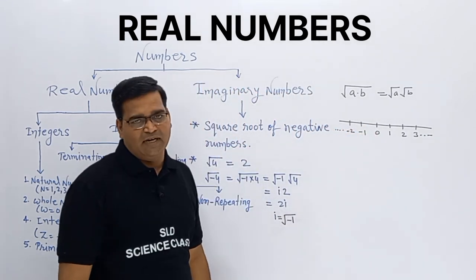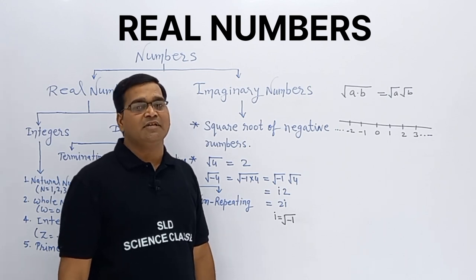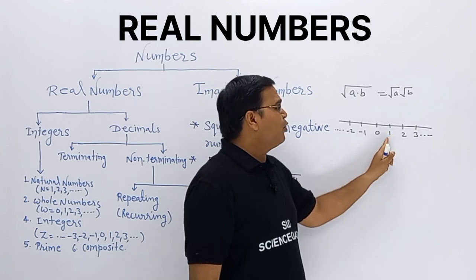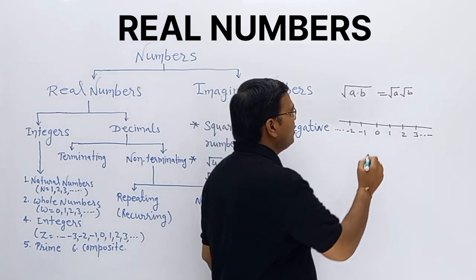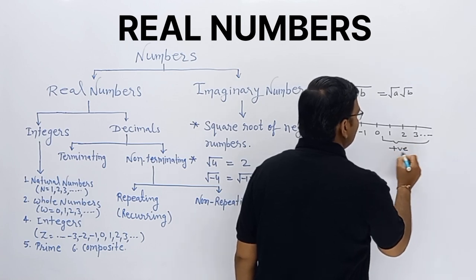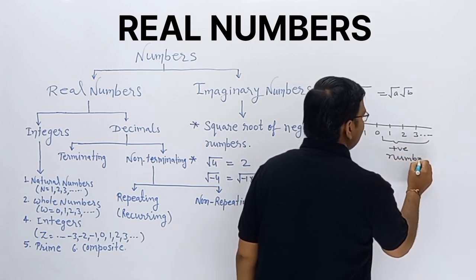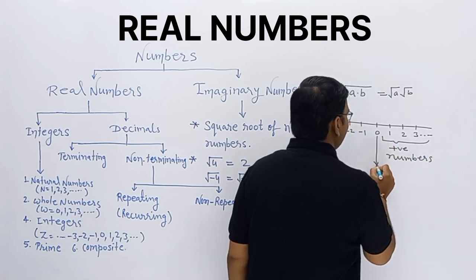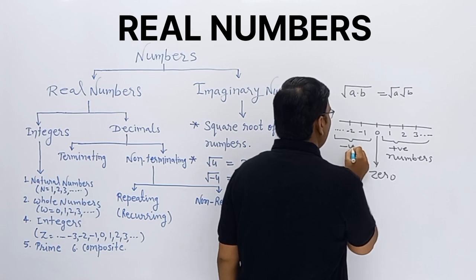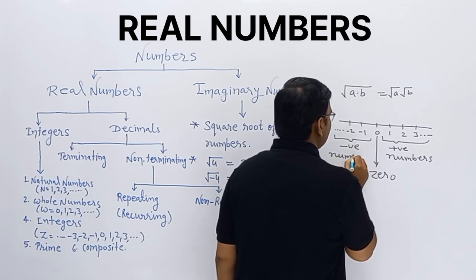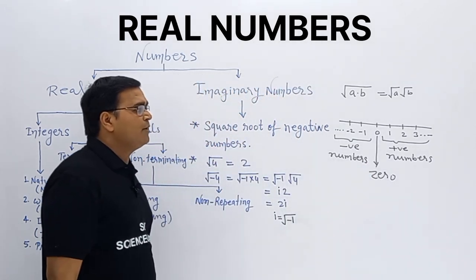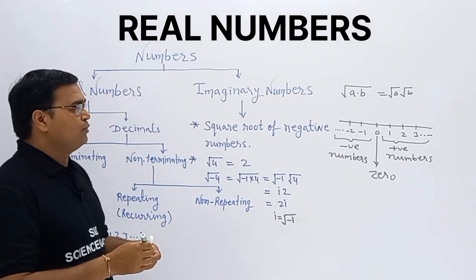This is what? Number line. And it is also called what? Horizontal number line. So number line having numbers, positive numbers. These are what? Positive numbers. These numbers are called positive numbers. 0 and negative numbers. Number line having three types of the number: positive numbers, 0 and negative numbers.